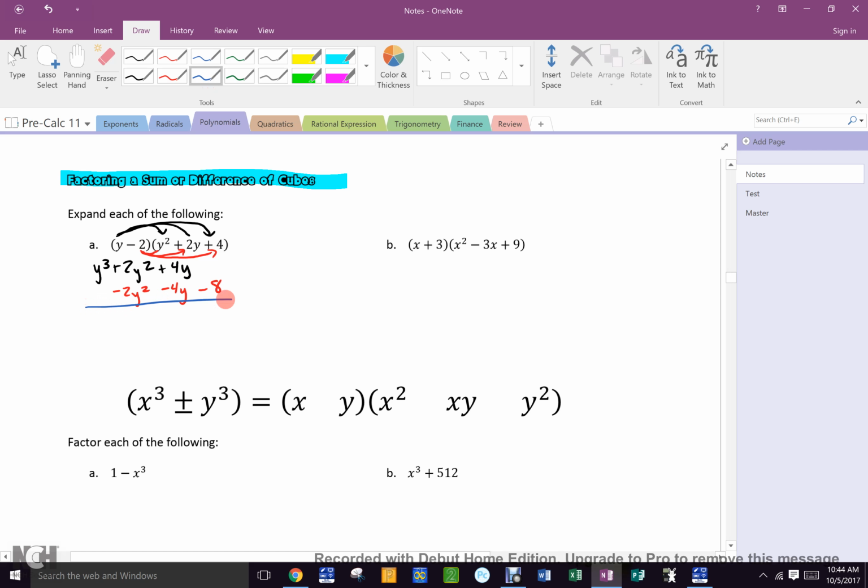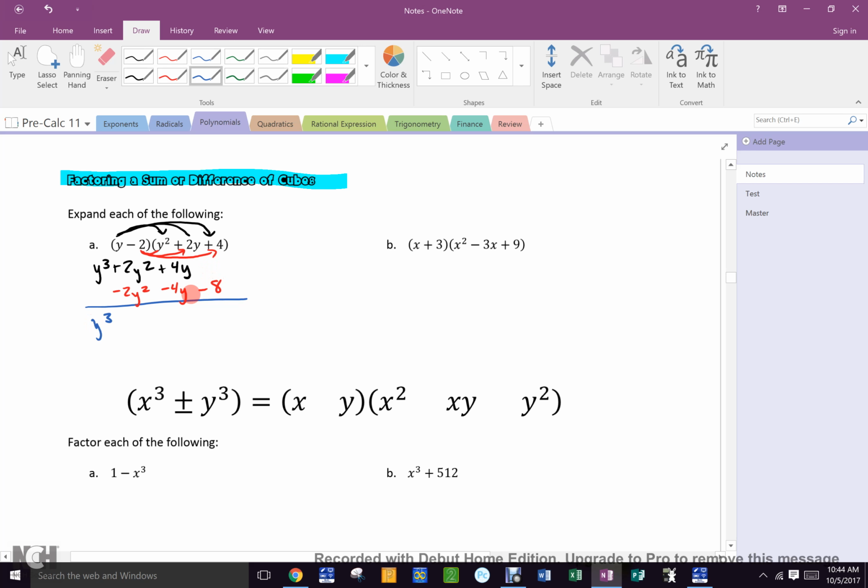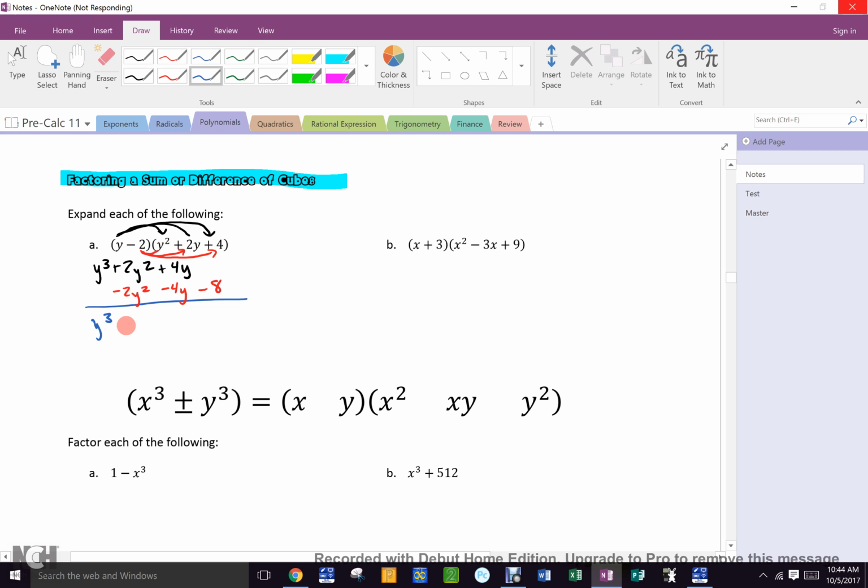Then all my like terms are already lined up. So all I do is add them. Y cubed. What is 2 minus 2? Gone. What is 4 minus 4? Gone. What's 0 minus 8? Negative 8. And that is my final answer.